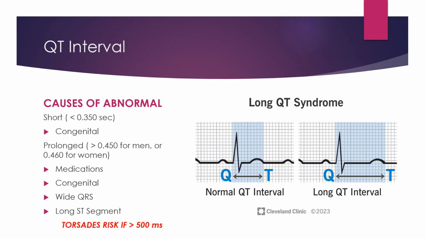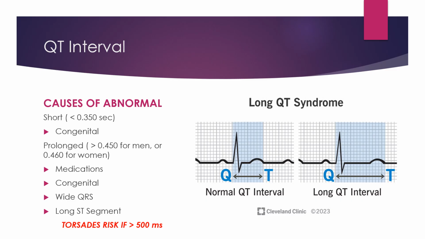Some things that would cause the QT to be abnormal. A short QT, and we're talking again about that corrected QT, is usually congenital. Prolonged could be medications. There's a ton of medications. Zofran is one that we're very familiar with that causes a prolonged QT, but if you look them up, there's a ton of different medications that can do it. It can also be congenital.